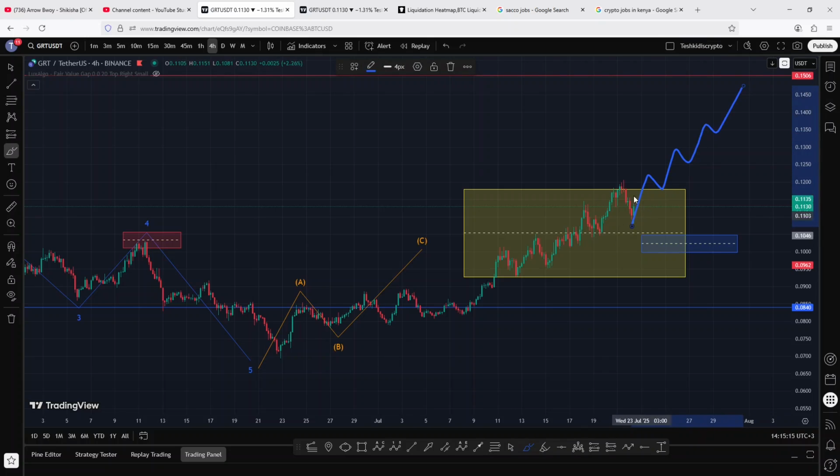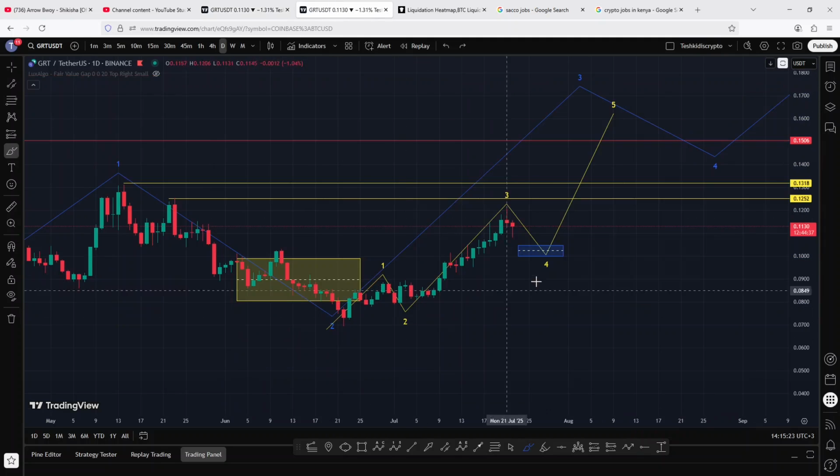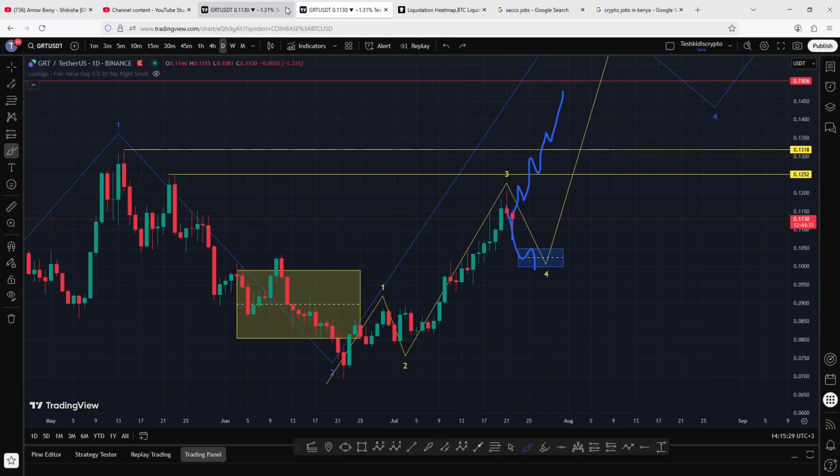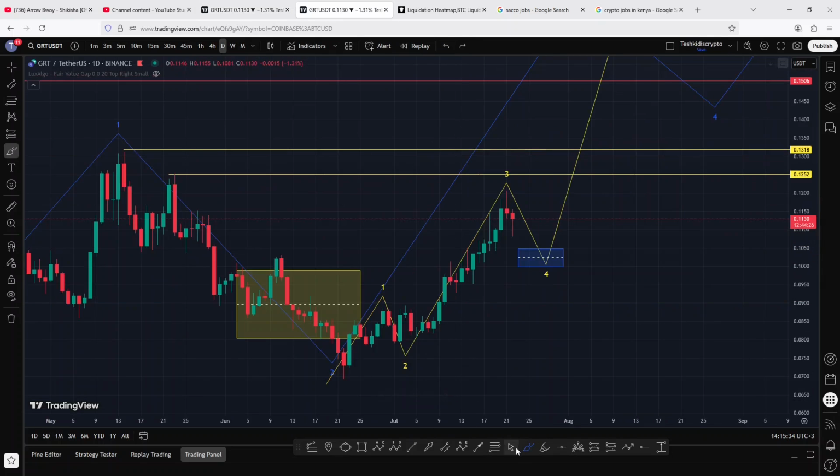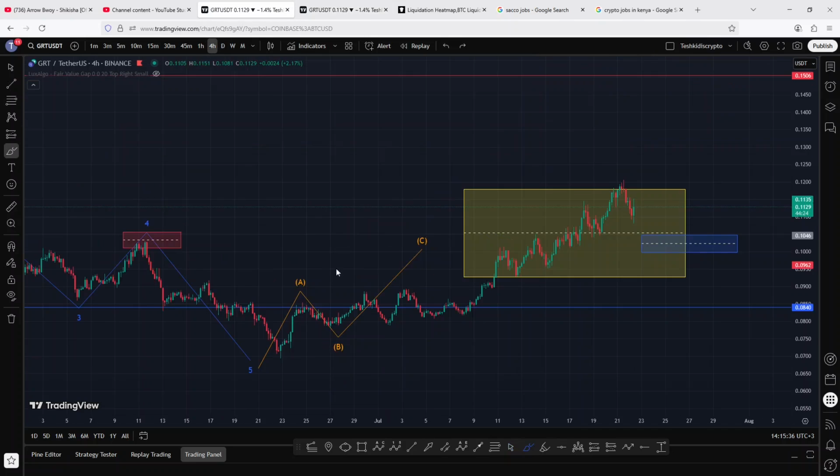But if by any chance we continue seeing further breakdown moves, then I will be expecting a slight pullback into that blue target area that I just shared on the daily chart, where we can find support and then attempt another bounce back in the next coming hours. So that is the roadmap that I'm expecting the graph to follow on the short term and also on the long term. And let us be patient and see how that plays out, and I will ensure you stay up to date.